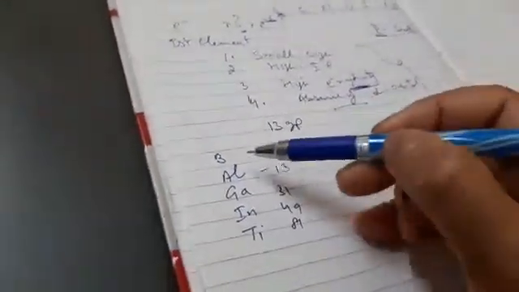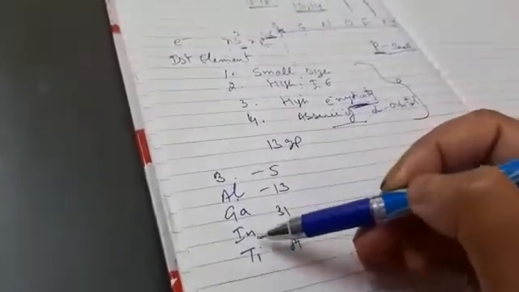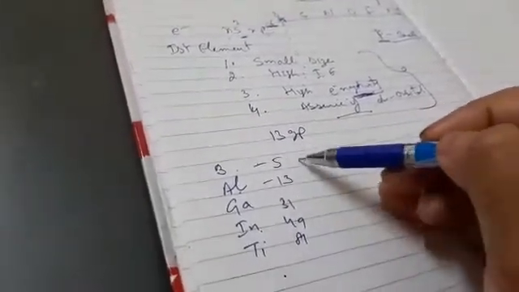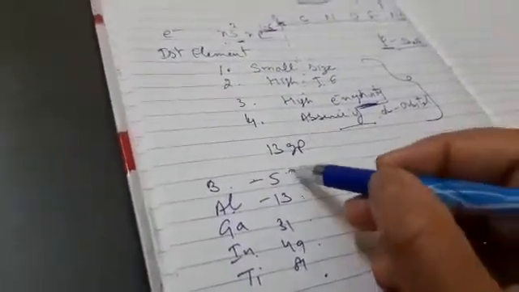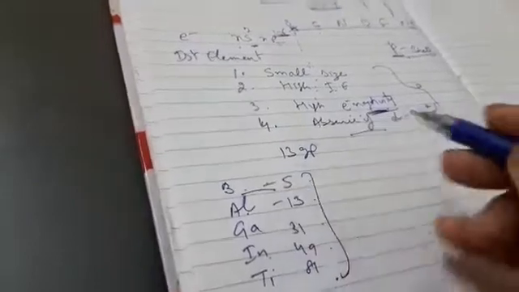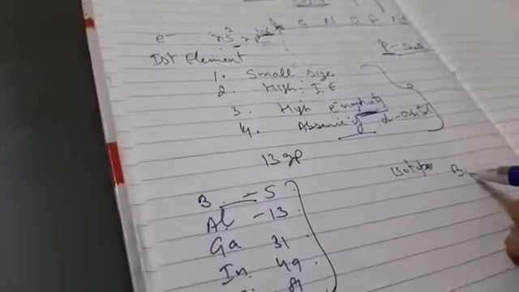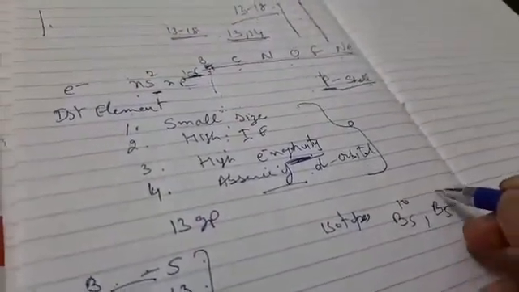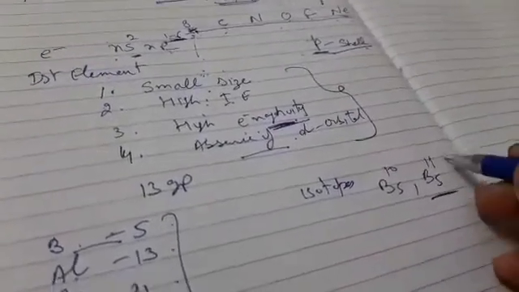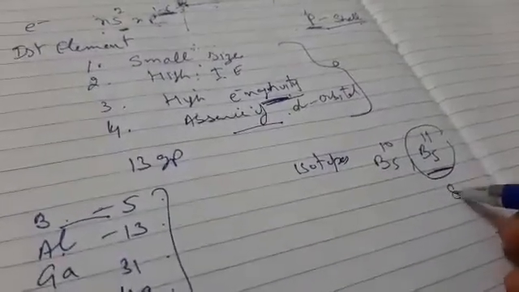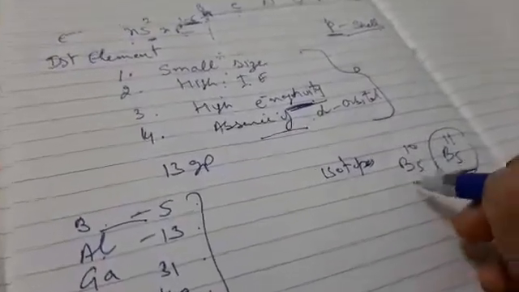13th group elements are boron, aluminium, gallium, indium and thallium. Their atomic numbers are boron 5, then 13, 31, 49 and 81. When we talk about boron, it exists in 2 isotopes. Those are boron with atomic number 5 and mass number 10, and the second one with atomic number 5 and mass number 11. The boron isotope with mass number 11 is present in more amount, that is 81%, and the other isotope is available in less amount.